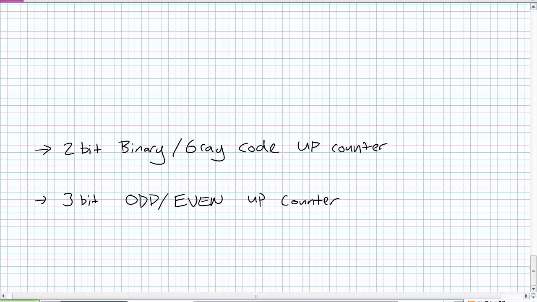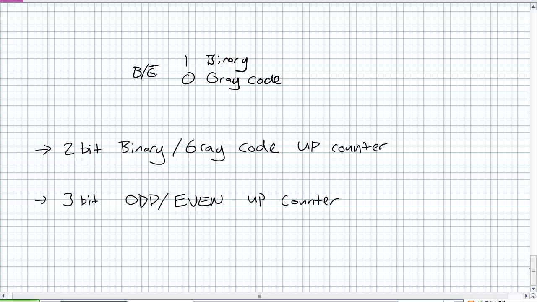So for the first one here, think about a 2-bit binary or gray code up counter. It's got an external mode input. Let's call it B slash not G. So that's an external input. When that B slash not G is 1, it's counting in binary. When B slash not G is 0, it's counting up in 2-bit gray code. So there is an external input in addition to its present state. How would it look in the state diagram?